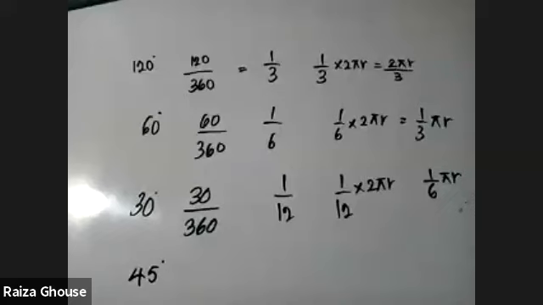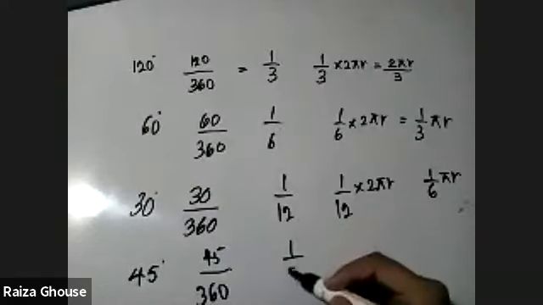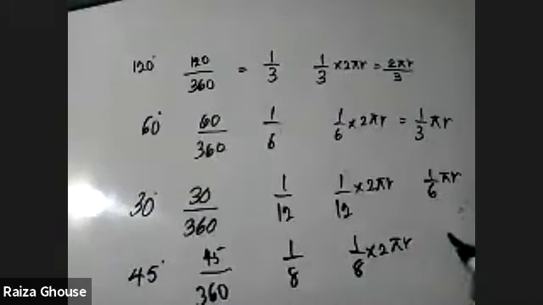45 degrees. We came across this one. 45 over 360, that is 1 over 8. 1 over 8 into 2 pi r. You can cancel 2 and 8. You are getting 1 over 4 pi r.